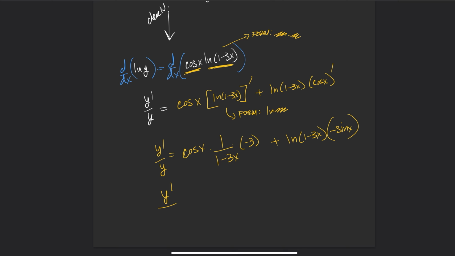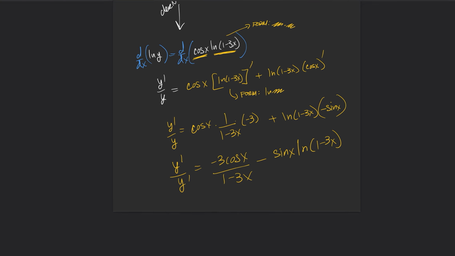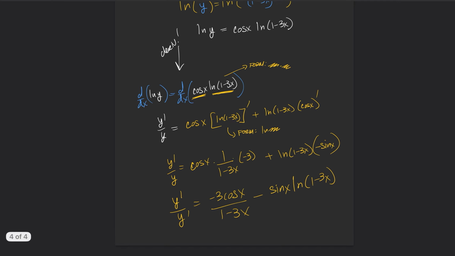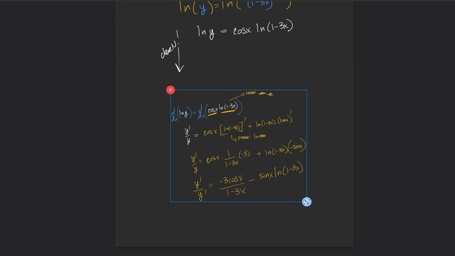So to clean it up just a little bit, we have y prime over y is equal to negative 3 cosine over 1 minus 3x, minus sine of the natural log of 1 minus 3x. So notice how close that is to being done. Could I leave it that way? I don't want to actually pull anything out, do I? I could pull a negative out of both if I wanted to. So here's what I'm going to do. I'm just going to rewrite it like so. Let me make it a little bit smaller for the audience.